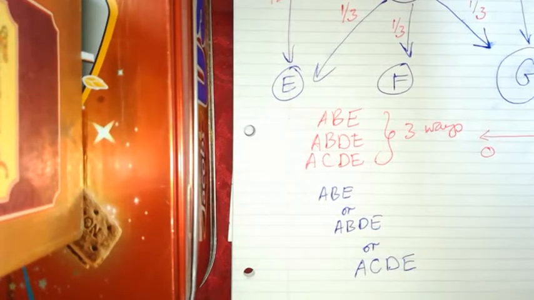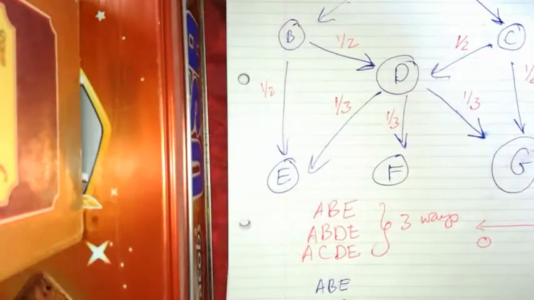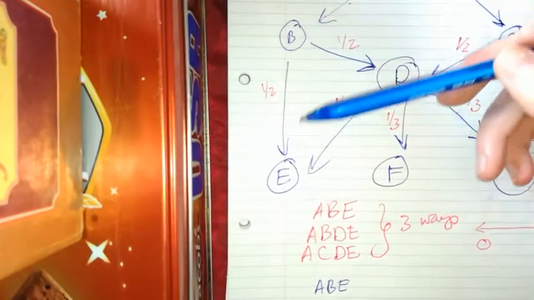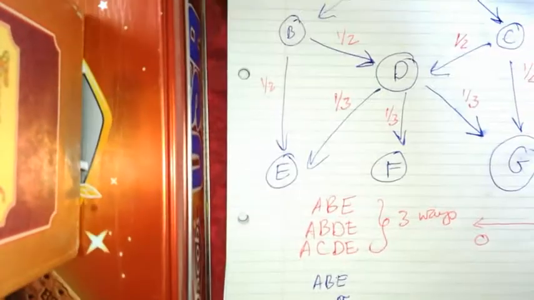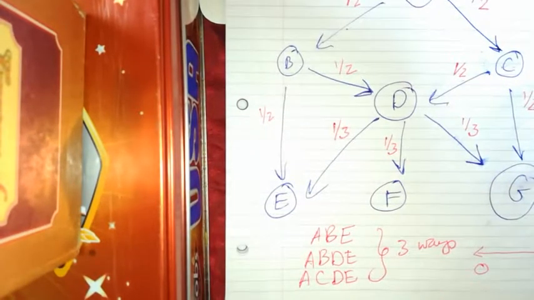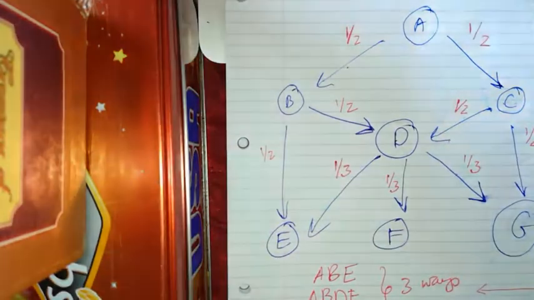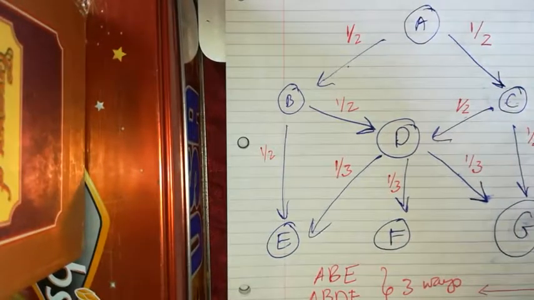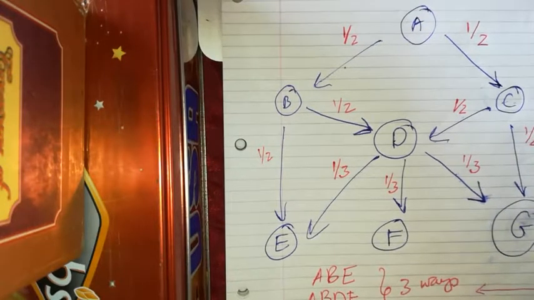But for each of these probabilities, for the first one, he's going A, then he's going B, and he's going E. So we're going to multiply the probabilities. The probability that he goes from A to B is a half. The probability that he goes from B to E is a half. So the probability that he takes this route will be a half multiplied by a half, which will be a quarter.